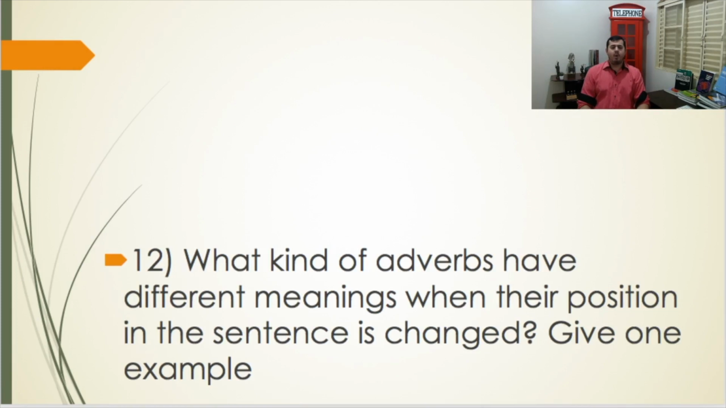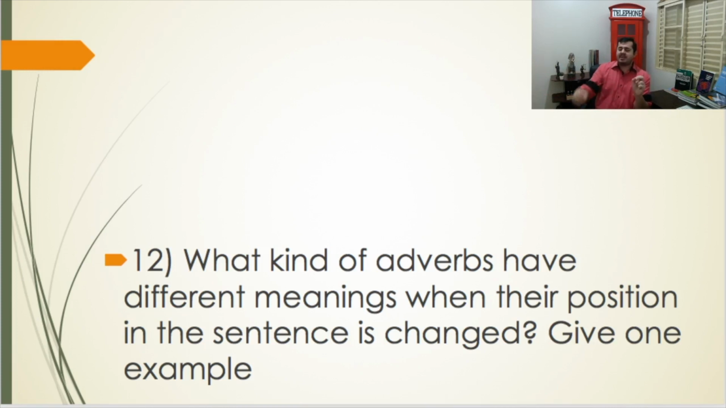Question number 12. What kind of adverbs have different meanings when their position in the sentence is changed? And give one example. That's a difficult question. That's very tricky. Let's read again. What kind of adverbs? Well, we know there are many different kinds, like frequency, manner, time, etc. What kind of adverbs have different meanings when their position in the sentence is changed? And give one example. Well, basically, some manner adverbs. You know the adverbs that end with ly, manner adverbs? They can have different meanings if they change positions in a sentence. Let me give an example.